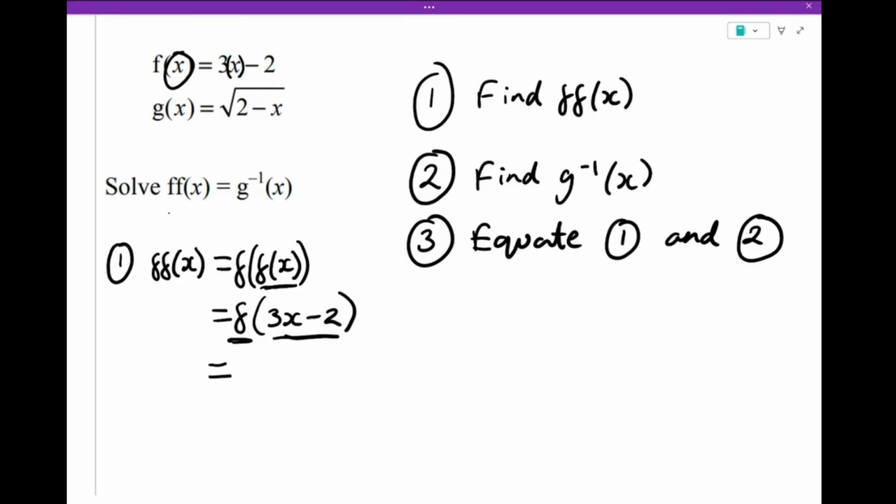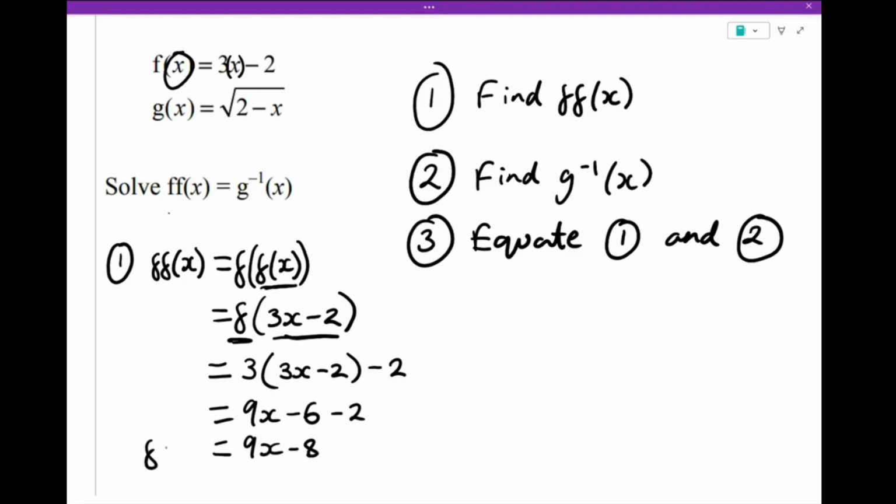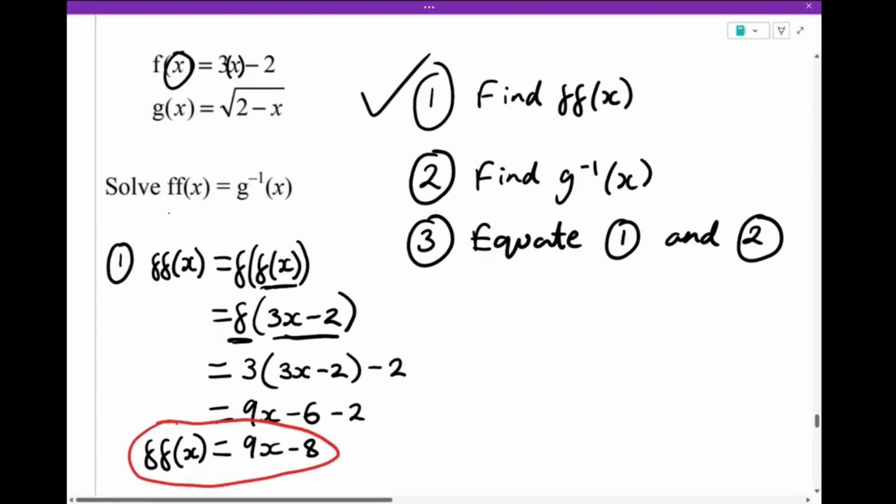So let's start writing out my function. But in that bracket, I'm going to put 3x take 2. So we'd have 3, open bracket, 3x subtract 2, close bracket, subtract 2. Then we're going to simplify because that's probably going to help me later on when I do step 3. Expanding my brackets, 3 times 3x is 9x, 3 times negative 2 is negative 6, and then we've got to subtract 2. Simplifying further, we get 9x subtract 8. So that is f of f of x. That is step 1 complete, and we're going to make use of that later. So I'm just going to circle it like that.